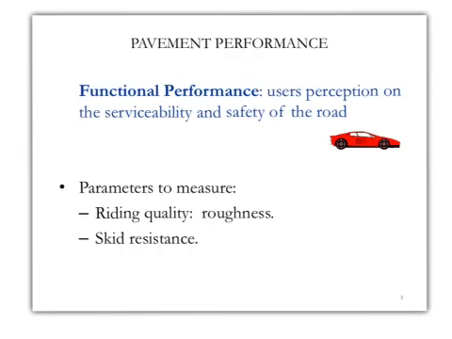So let's start with functional performance. What do we mean by functional performance? It's basically a user perception on the serviceability and safety of the road. Many times the way we measure how good the road is, or how functional the road is, is based on the ride quality. For example, roughness. Sometimes we drive on a road and we say that road was really rough versus a road that was kind of smooth.